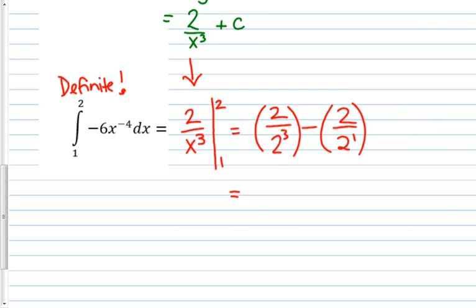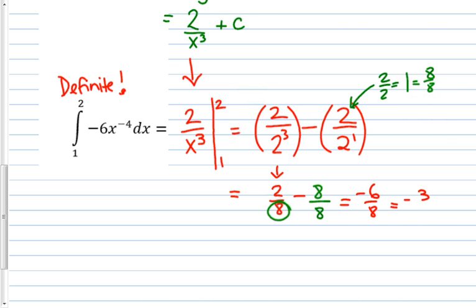And then this is 2 over 8 minus 2 over 2, which is 1. But see, my denominator here is 8, so let me help myself out by writing 8 over 8. So then I get negative 6 over 8, and that's my answer. I could simplify it, but in this class you really don't have to, unless they're multiple choice. You have to figure out what your answer is.